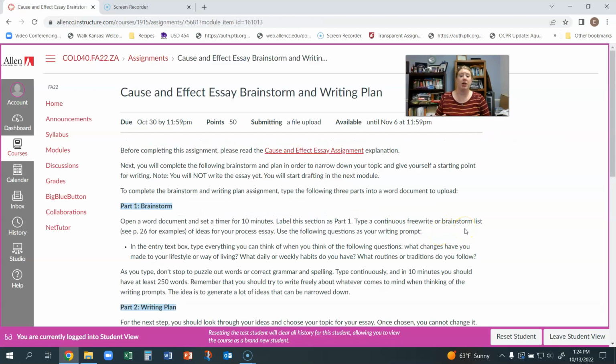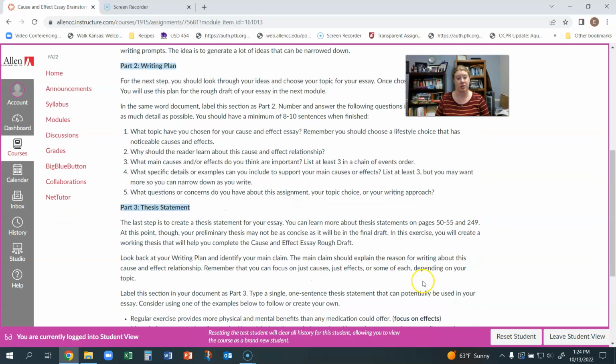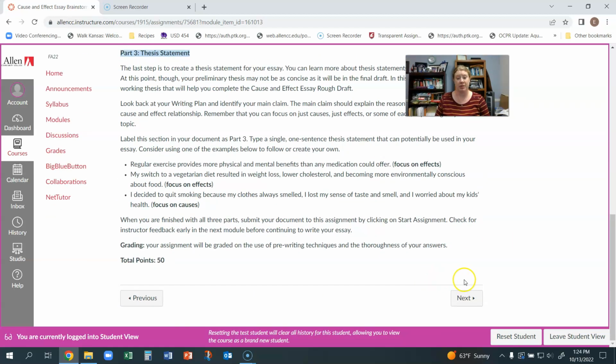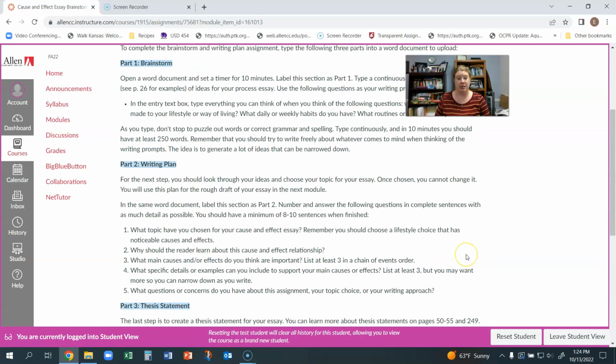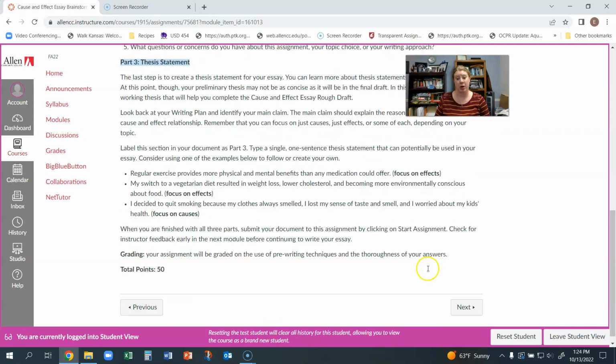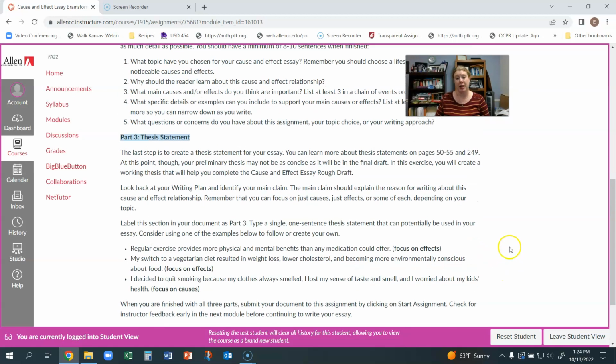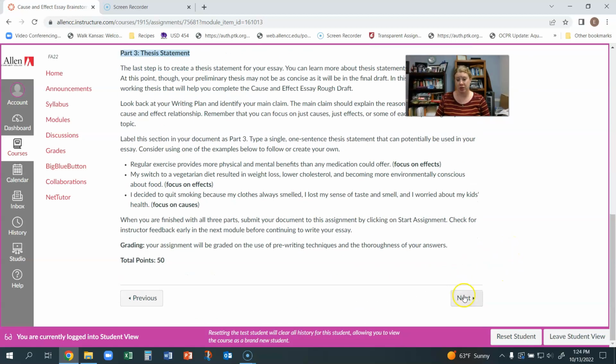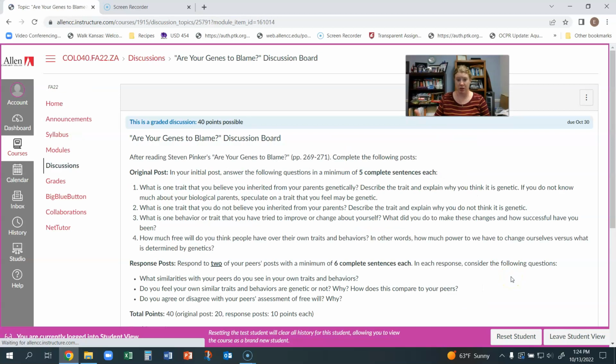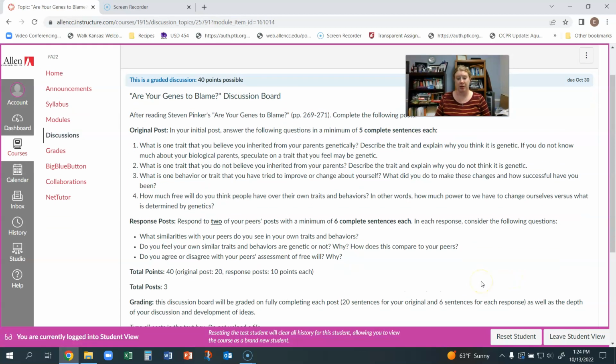So your cause and effect brainstorm and writing plan are the 3 parts, just like you did for the previous essay. The first part is your free write brainstorm. The second part is outlining and detailing your plan. And then the third part is actually coming up with a thesis. You'll want to make sure that you get all 3 of those parts, then turn that in. This is something that I try to comment on early on in the next module, so that you have that feedback.